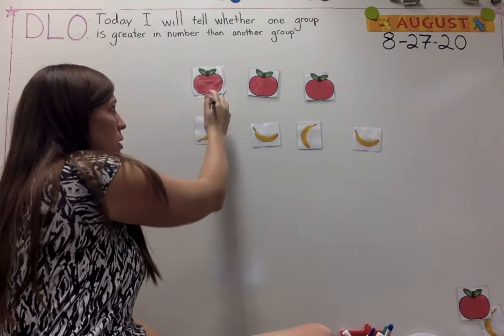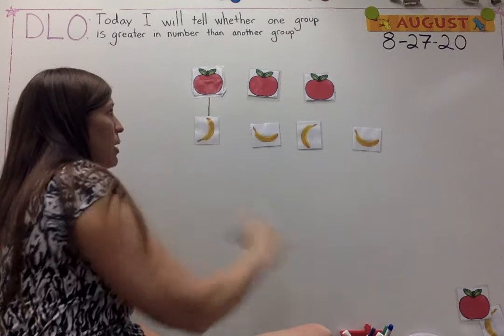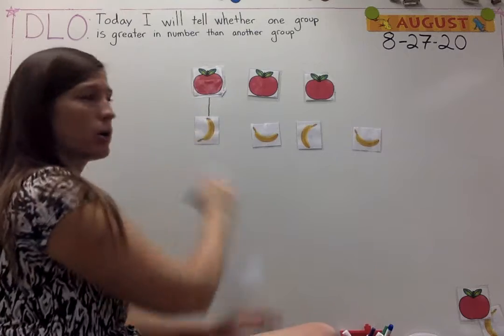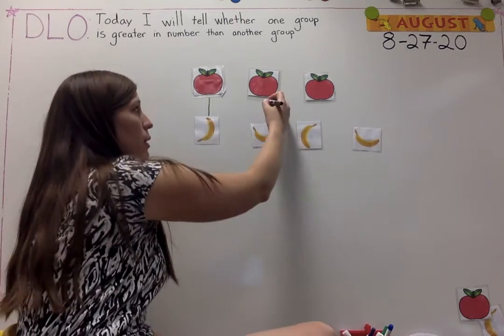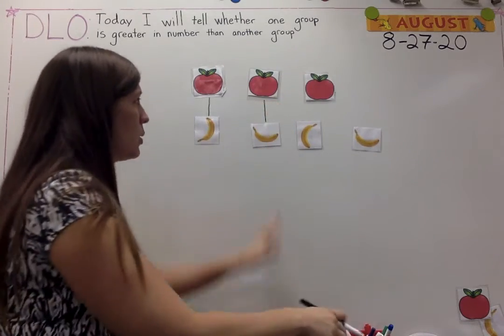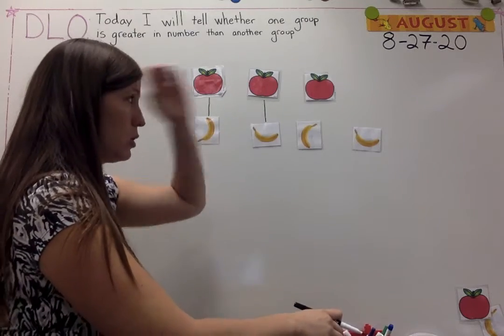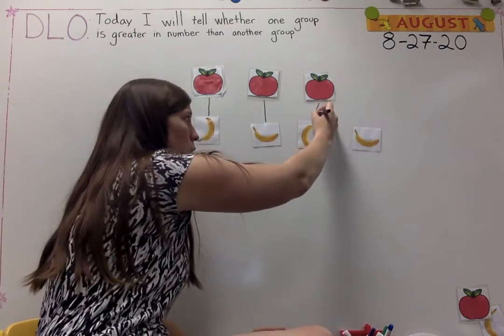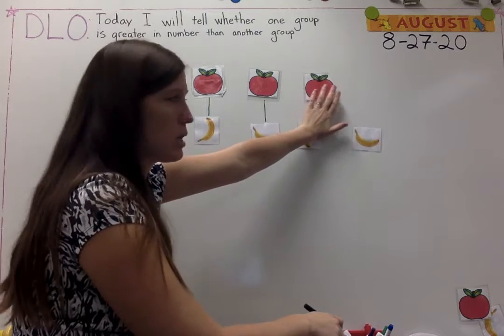I'm going to match this one to this one, this apple to that banana. That's a buddy. That's a partner. They're together. Let's keep going. I'm going to draw a line to match. That has a partner. Good. Let's go to the next one. Drawing a line. These have a buddy.